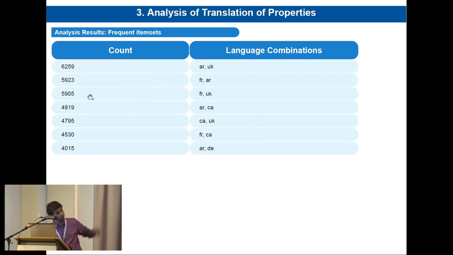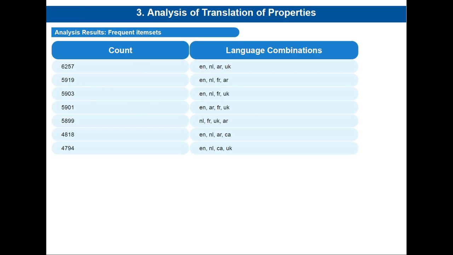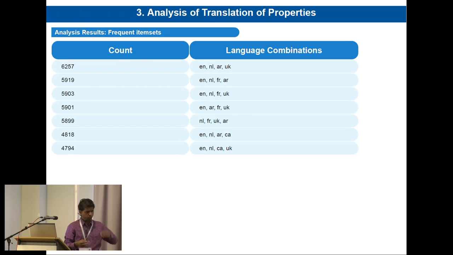If you see this count, these frequent item sets, I've just shown seven of them, you find that there are combinations that are possible. Is there a possibility of having four labels? If there is English, there is also a possibility to find Dutch, Arabic, Ukrainian. If there is English, it is possible to find Dutch, French, and Arabic, etc. So you can find a lot of combinations. Why is it important? Because if we have multilingual contributors who can speak multiple languages, and we are able to find a particular pattern, then when a new property is created and needs translation, because the person already speaks multiple languages, we can suggest it to that user.